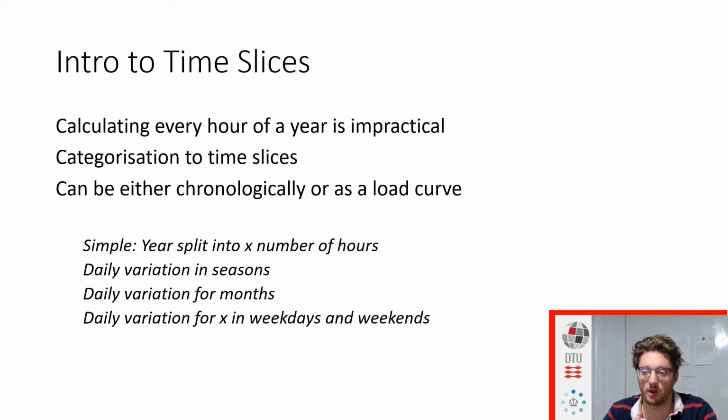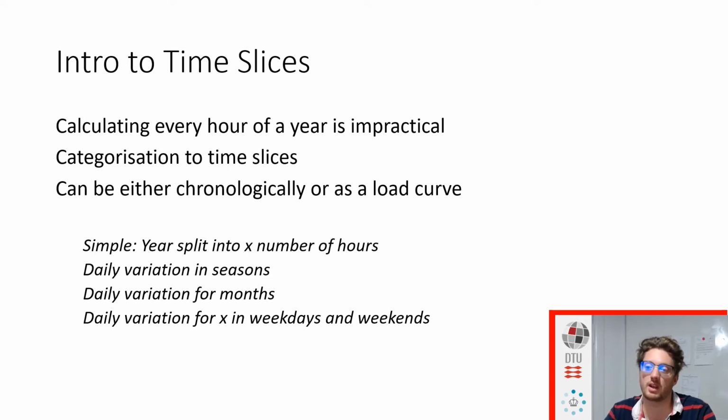So an example for the simplified load curve is that we split the year into X number of hours. That could be 1,500 or 20 if that's what we want, and then we sort them from highest to lowest. Usually that's what we do with the load curve. For more specific chronological time slices, we can have daily variations in seasons. So that could be that we take a normal day in each of the 4 seasons, that's 4 time slices, or we could also have daily variations for months. We could even do that for 24 hours in a day, for 12 months, so that would be 24 times 12, which is somewhat 300 odd time slices.